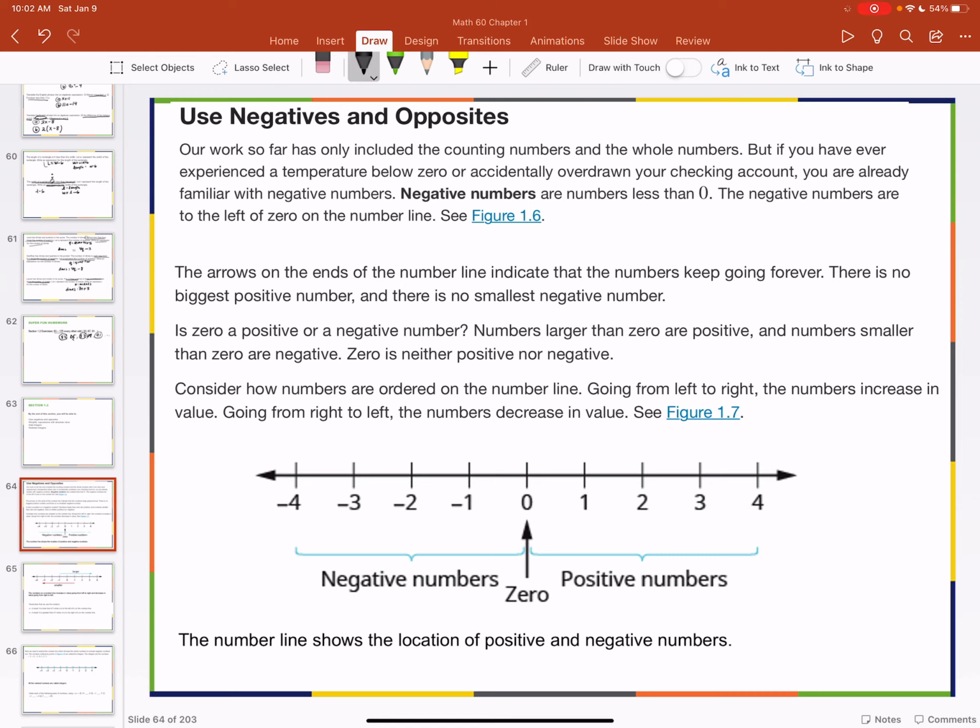See here. Here's a negative number. The arrows on the ends of the number line indicate that the numbers keep going forever. So this goes on to negative infinity and this goes on to positive infinity. There's no biggest positive and there's no smallest negative. Zero is neither positive nor negative. It's just right there in the middle. Anything to the right of zero is positive. To the left of zero is negative on the number line, okay?